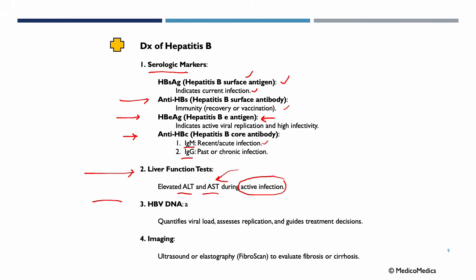Then we have the hepatitis B DNA. This quantifies the viral load. It assesses for replication and helps us guide treatment decisions. We can also, of course, use imaging like ultrasound or elastography to evaluate fibrosis or cirrhosis.